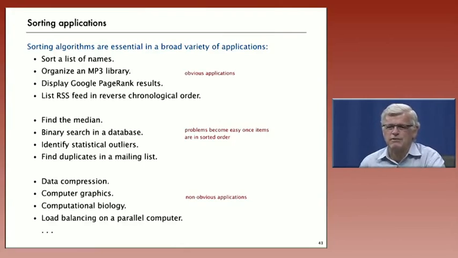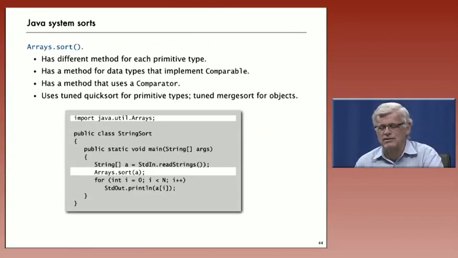And then there are plenty of applications that we'll see later in this course, like data compression or computer graphics, like finding the convex hull, applications in science such as computational biology, or in systems development, where having an efficient sort is absolutely crucial. Because there are all these applications, most programming systems have a fast sort as an important part of their infrastructure. And Java is no exception.